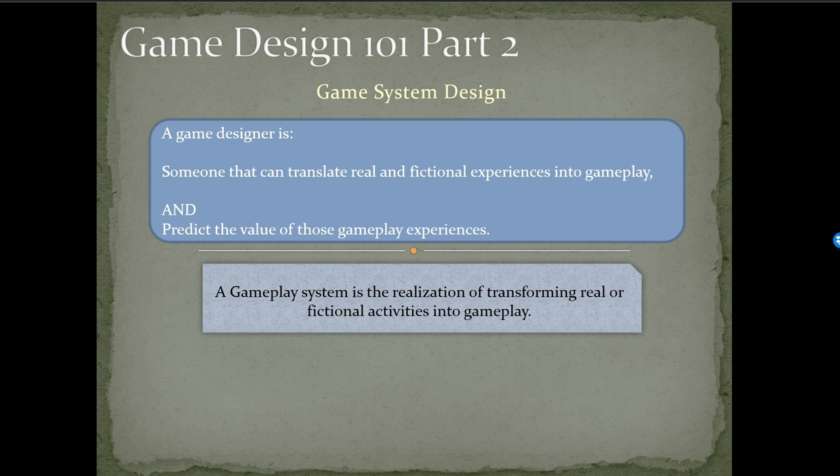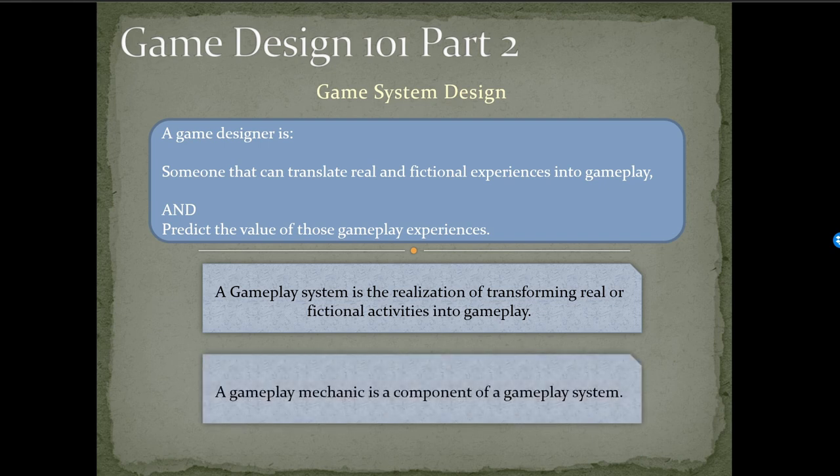Here, we're going to go into what a gameplay system is. A gameplay system is the realization of transforming real or fictional activities into gameplay. That is to say, you are taking that fiction and turning it into an actual system that the player can play and enjoy. A gameplay mechanic is a component of a gameplay system, meaning it's one aspect of that system. In a shooter, it might be reloading or how a particular weapon works, things like that.